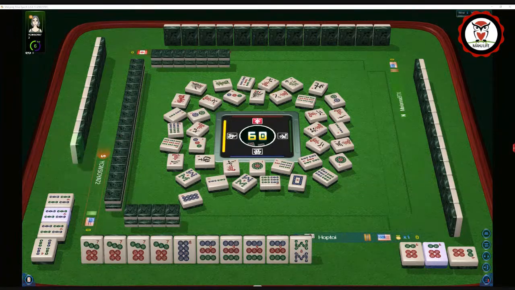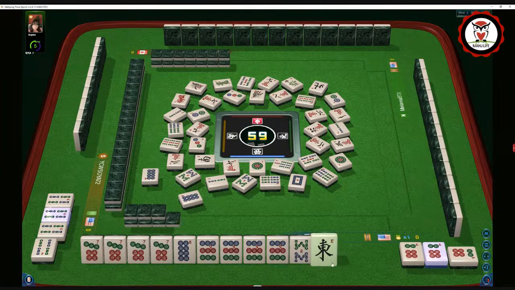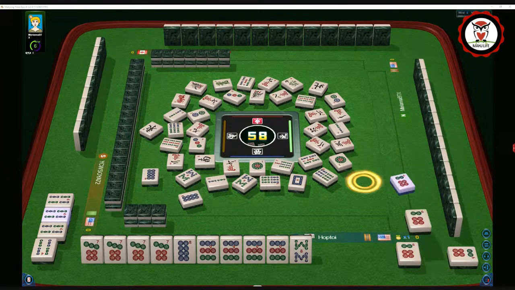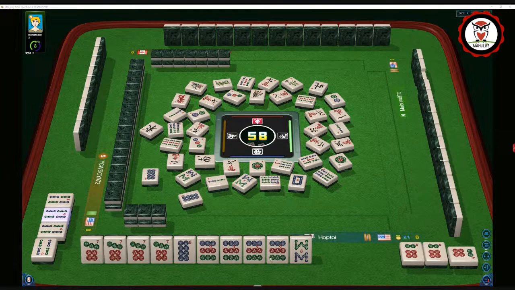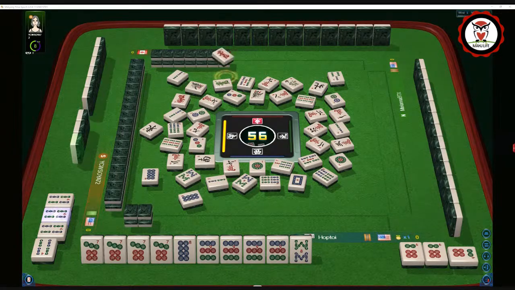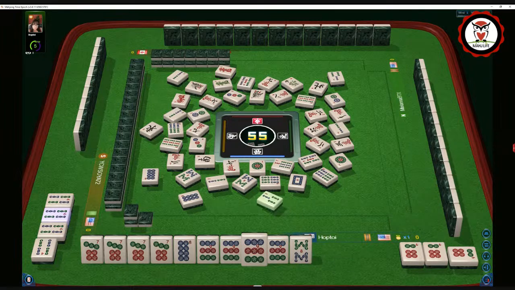9 characters. 8 dots, we don't need. East wind. 6 dots. Oh, we lost it. 3 bamboos. There are 2 8 dots out, so we'll need a joker in there. 2 bamboos. Red dragon. We're going to need a joker, 3 bamboos, but just one at the moment.